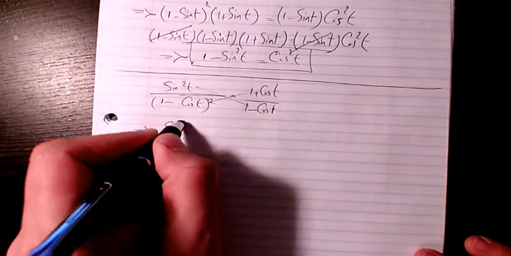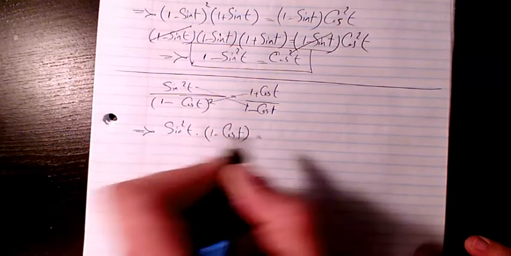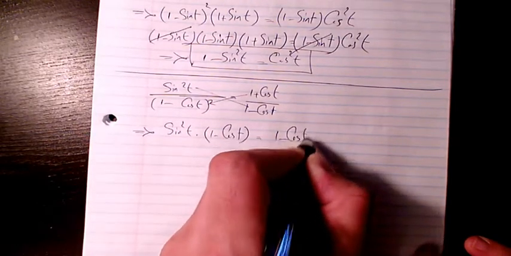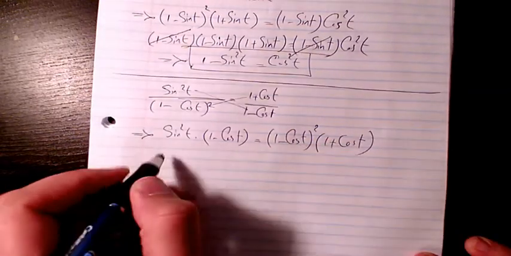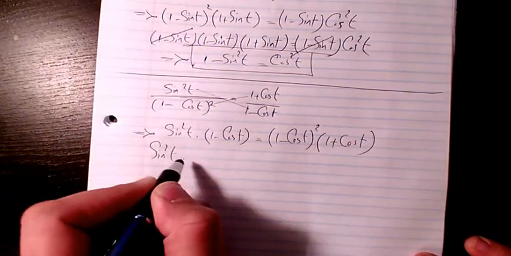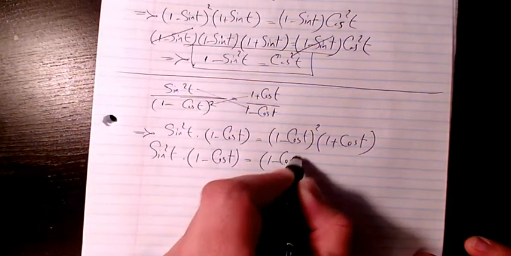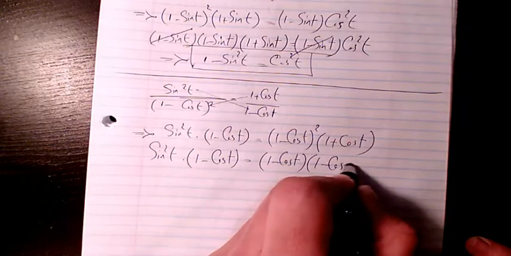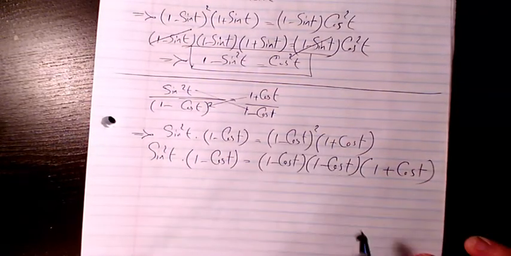So we have sine squared t times (1 minus cosine t) will be equal to (1 minus cosine t) squared times (1 plus cosine t). Then I can write sine squared t times (1 minus cosine t) equals (1 minus cosine t) times (1 minus cosine t) times (1 plus cosine t). Basically, I expanded this part of it.